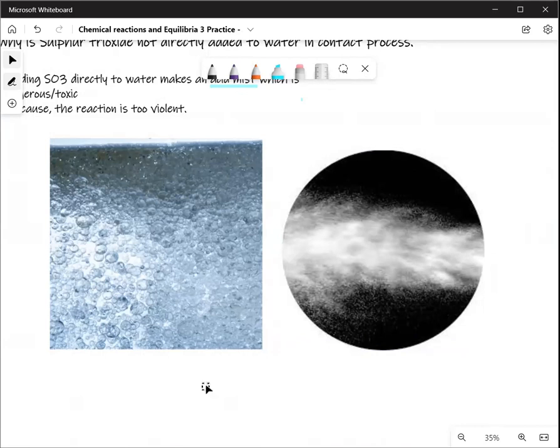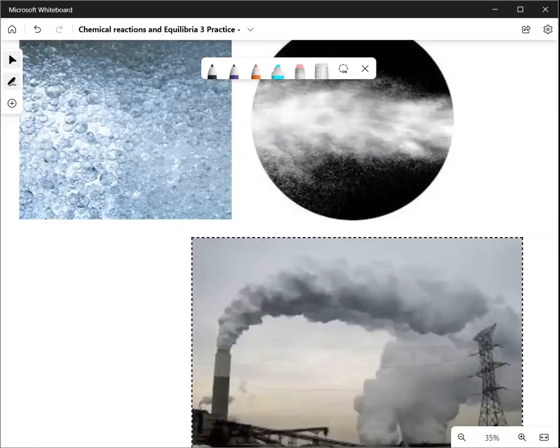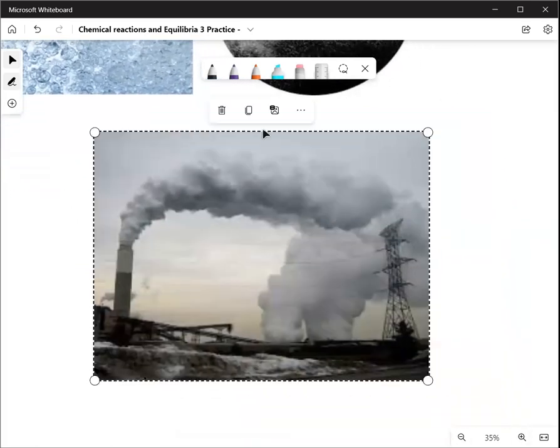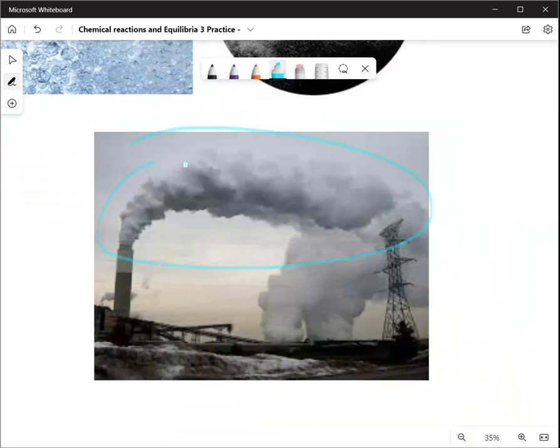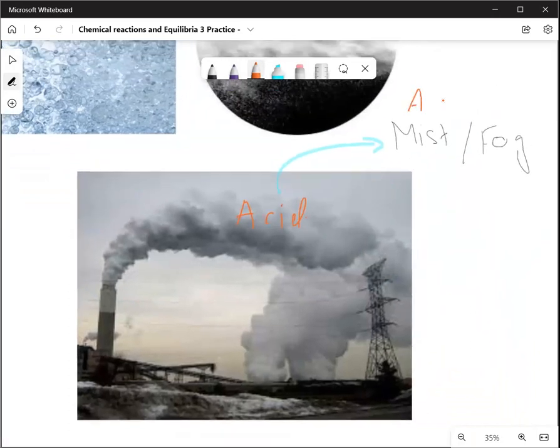Or I'll show you a better one. Imagine something like this. Can you see this power plant here? This fog, mist slash fog, same thing. Just imagine that this whole thing is made up of acid, which would be dangerous. So you don't want this to happen. Imagine sulfuric acid going away in the air like this. So we call it acid mist. Clear?